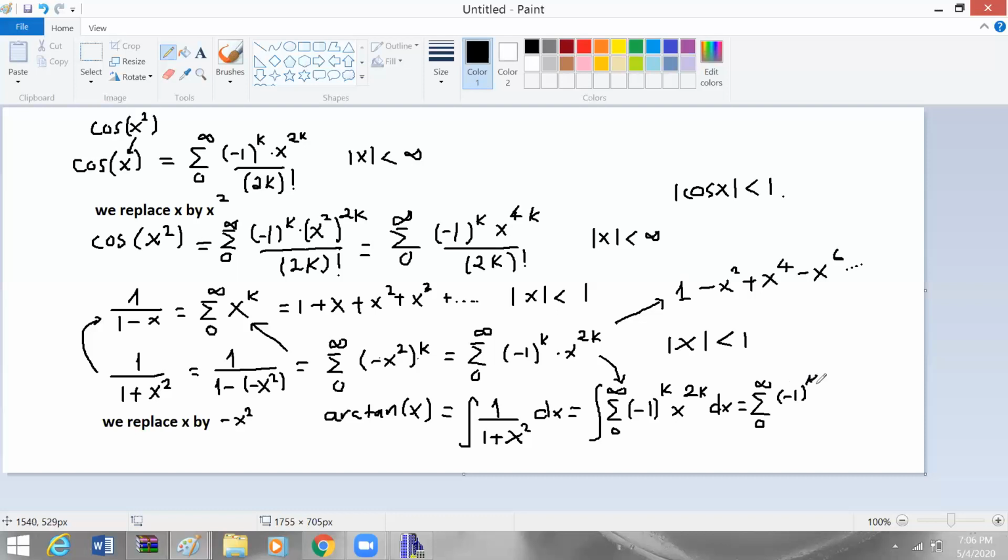So when I take the antiderivative for x to the k, for example, or x to the 2k, the answer will be x to the 2k plus 1 over 2k plus 1, right? We just add 1 to the power, and then divide by 2k plus 1 at the end. So that becomes x to the 2k plus 1 over 2k plus 1.